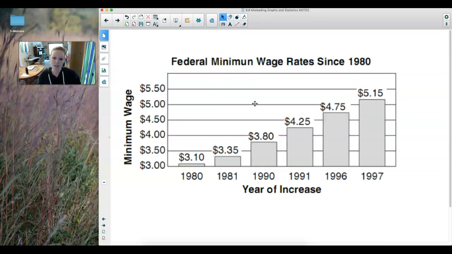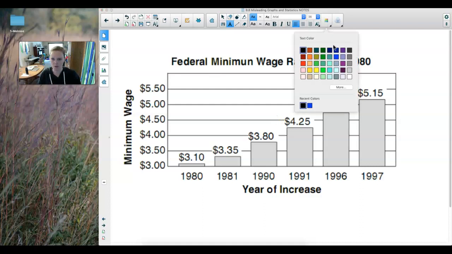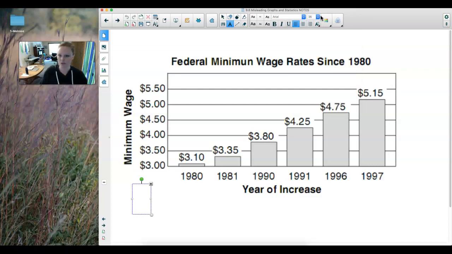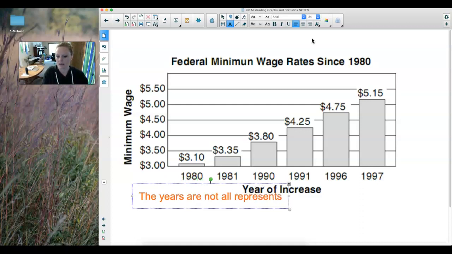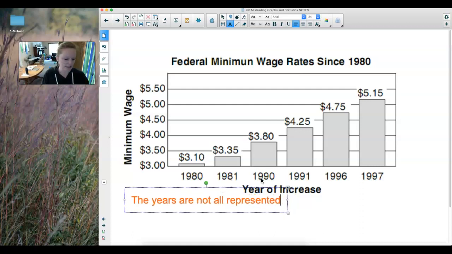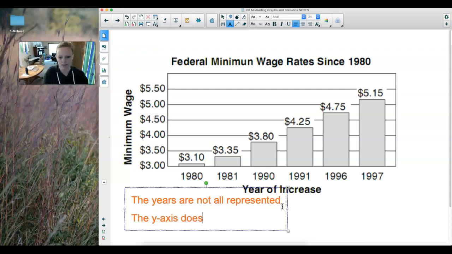Okay, here's the next one. There are a couple of reasons on this one why it is misleading. So one of the reasons is that the intervals are not all represented. The years are not all represented. Okay, you can't leave off some years. It goes 1980, 1981, 1990, 1991, and we're skipping years in there. Okay, another reason is the y-axis does not start at 0.